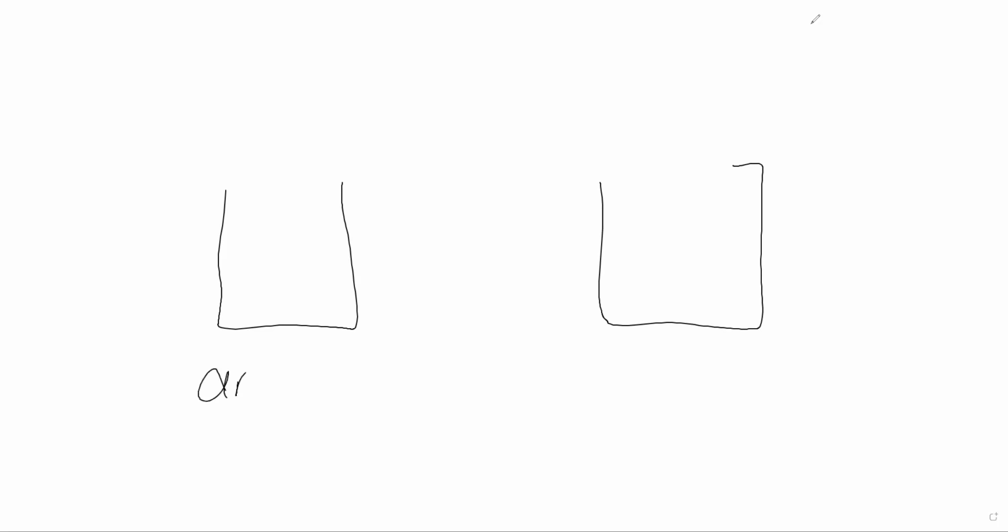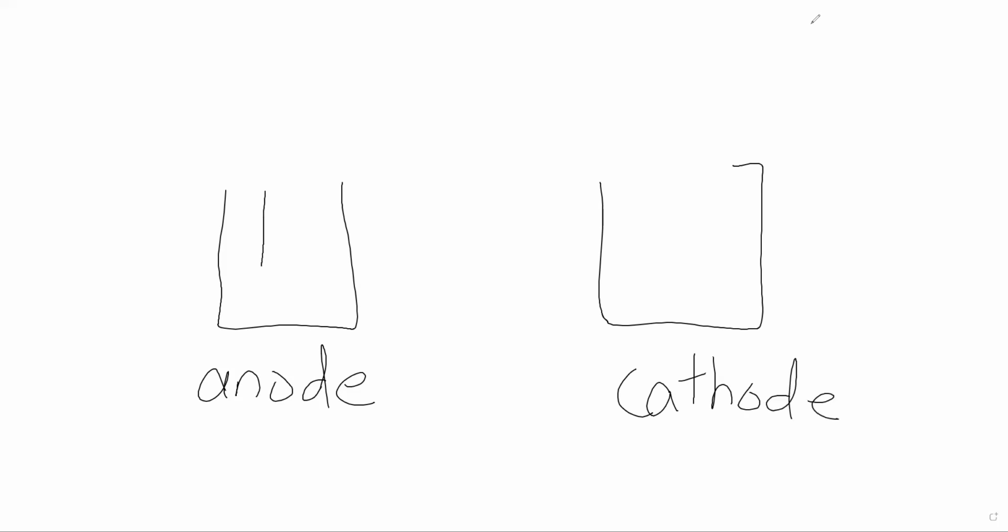So when we're talking about batteries, you're going to have two different things. Let me draw it here. You're going to have two containers here. One's going to be your anode, and one's going to be your cathode. And inside of these, you're going to have two metals connected by a wire to each of them. Okay.